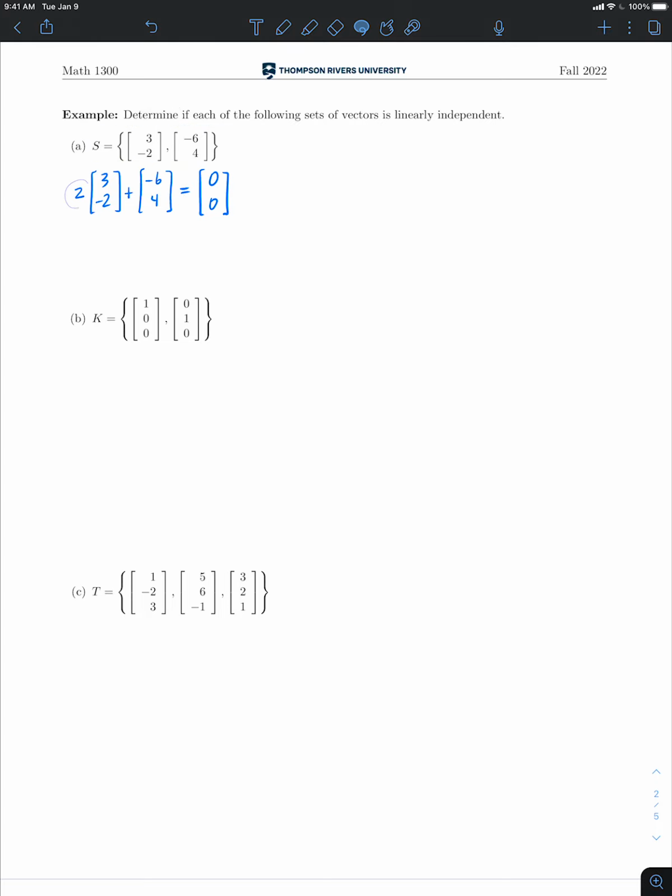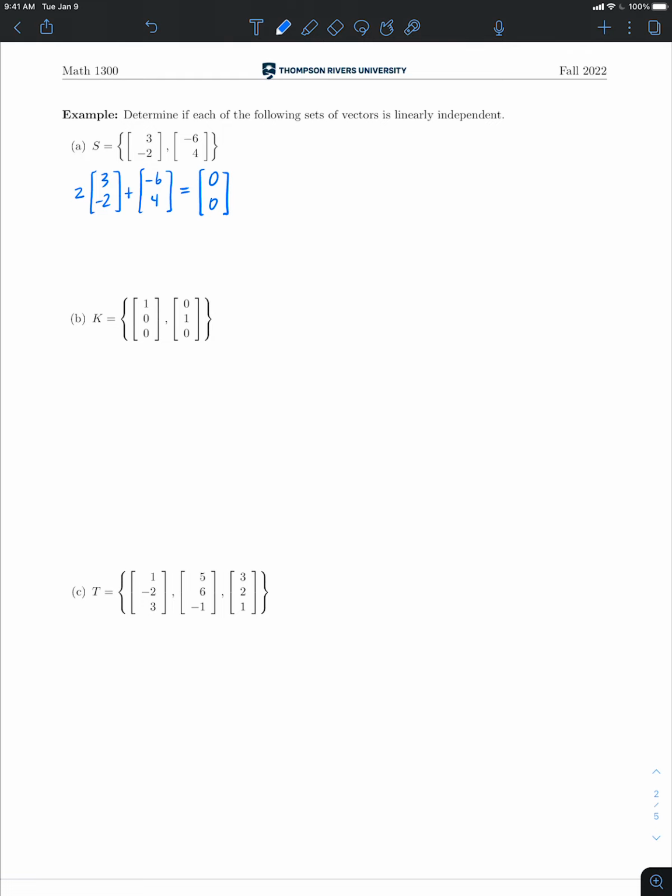And at least one of the weights, in fact, both of the weights are non-zero, but all that matters is at least one of them is non-zero, right? You've got a 2 here and a 1, an invisible 1 in front of the (-6, 4). So these are actually called vanishing linear combinations, by the way. Whenever you take a linear combination of any vectors and you end up getting the zero vector back as the result, then that's called a vanishing linear combination. So we've got ourselves a vanishing linear combination where at least one of the weights isn't zero.